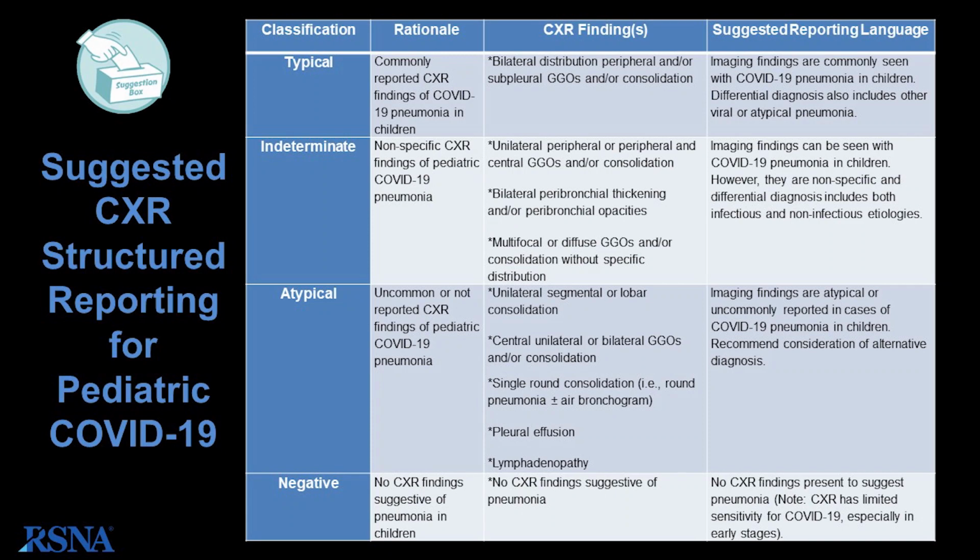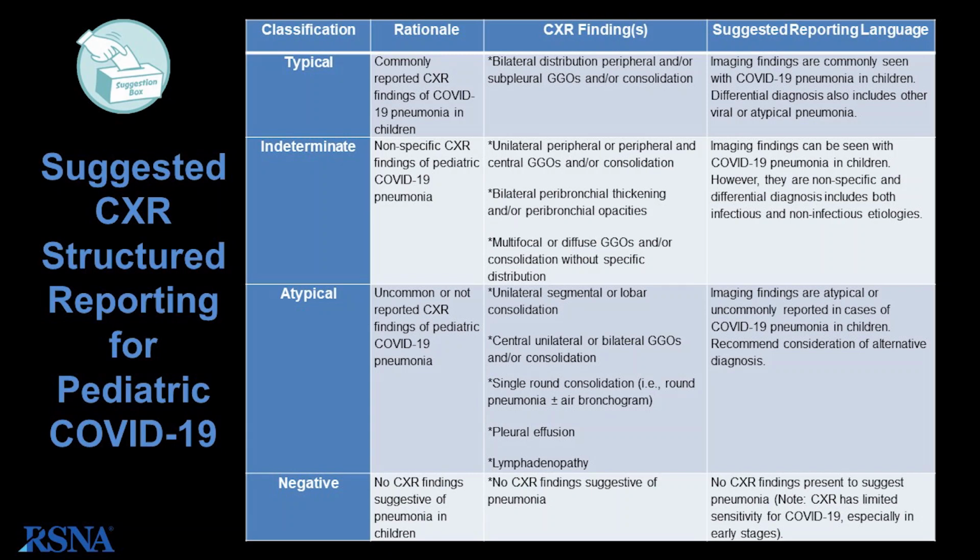This includes findings like a unilateral segmental or lobar consolidation, as would be more expected to be found with a bacterial pneumonia. This includes central, unilateral, or bilateral ground glass opacities, because the central distribution is atypical for COVID-19 by itself without any sort of peripheral distribution. It includes the presence of pleural effusion or lymphadenopathy, which are very rarely reported in COVID-19 patients.